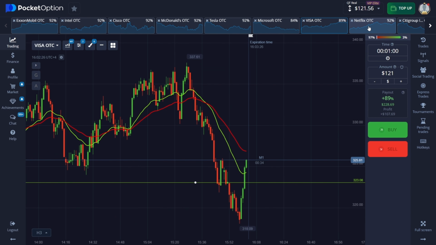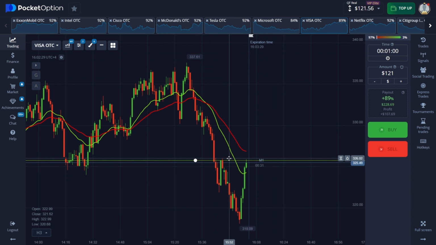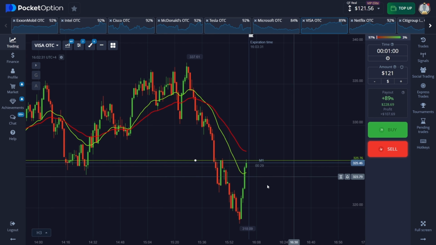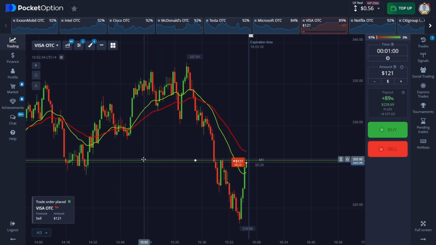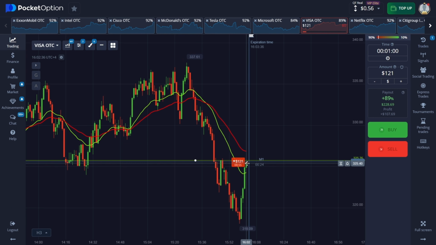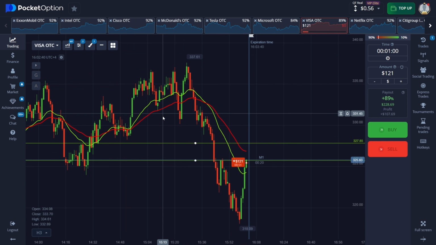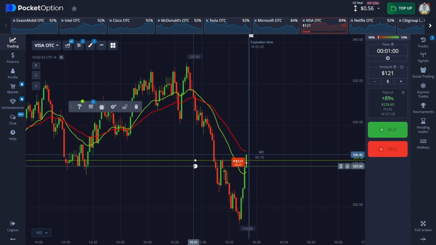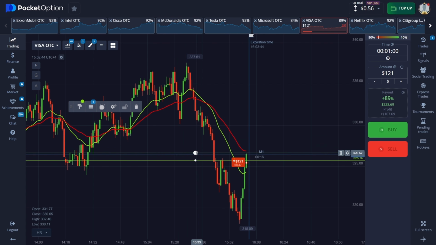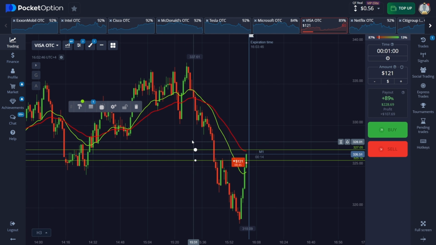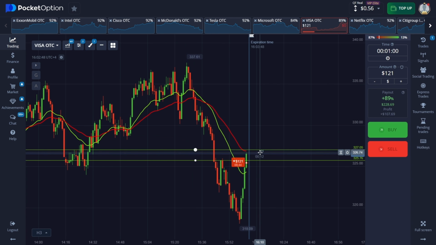Here we have a trade on Visa OTC, and I placed a trade for the downside move because there was a resistance level and you can see a downtrend. That's why I took this trade for the downside move. Currently, the trade is not going in our favor. There is another resistance level near the 50 EMA, so maybe this candle will take a reversal from the EMA 50. Let's see. I placed a trade for $121 on Visa OTC.